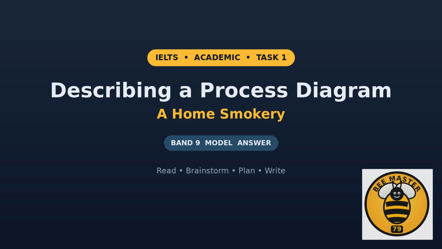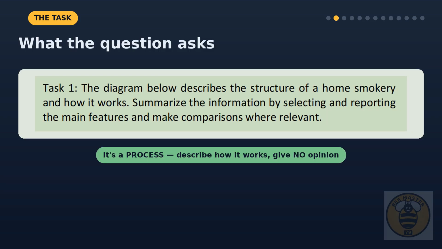Welcome. In this lesson we tackle IELTS Academic Writing Task 1, a process diagram, and build a Band 9 level answer step by step. We will read the diagram, brainstorm it, plan it, and write the full response. Here is the task. The diagram describes the structure of a home smokery and how it works. We must summarize the information by selecting and reporting the main features, and make comparisons where relevant. Notice this is a process, so we describe how it works, and we give no opinion.